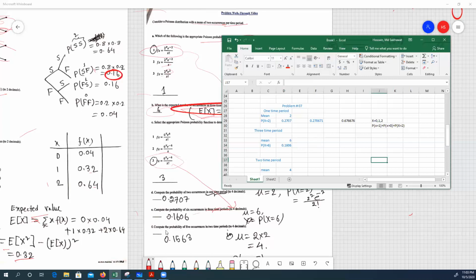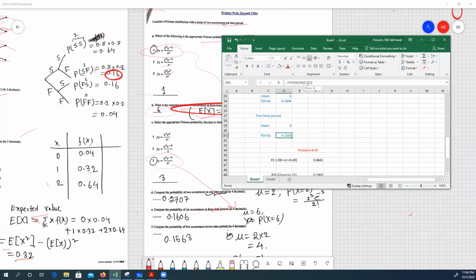so next question is compute the probability of 5 occurrences in 2 times. So 5 occurrences in 2 times. Okay, so 2 times. Now we have a different distribution function, right? Because for 1 time period the mean is 2. So for 2 time periods the mean will be 2 times 2, 4, right? So the mean is 4 here. We have to find the probability of 5 occurrences. That means x equals 5. So you have to find the probability of x equals 5, which is 0. You have to use Poisson 5 for 0.